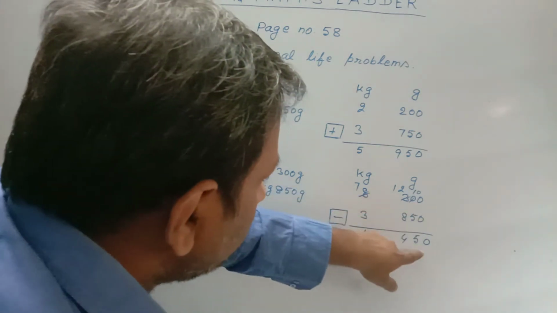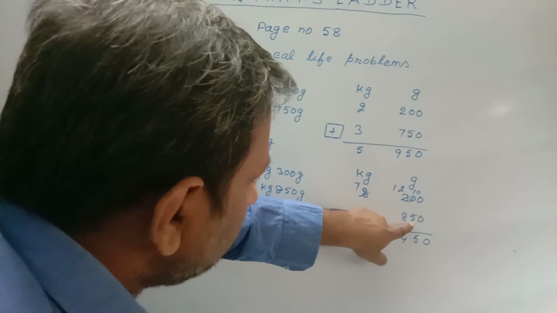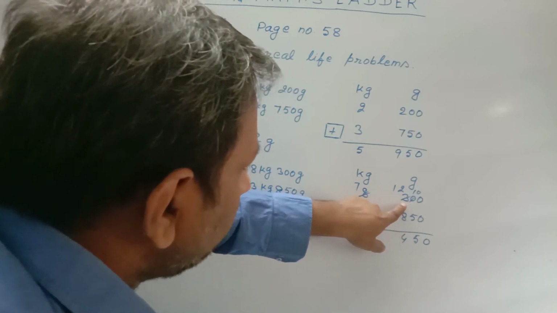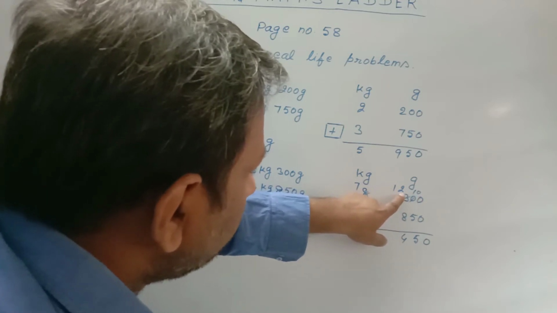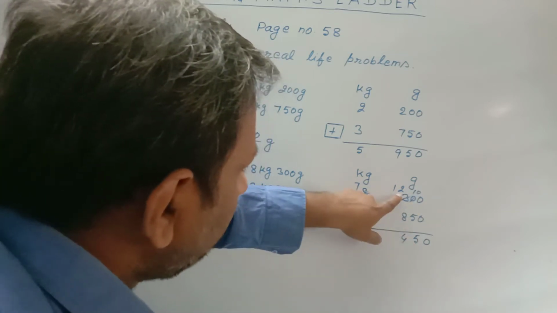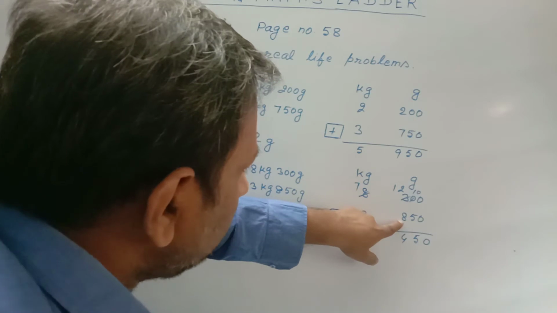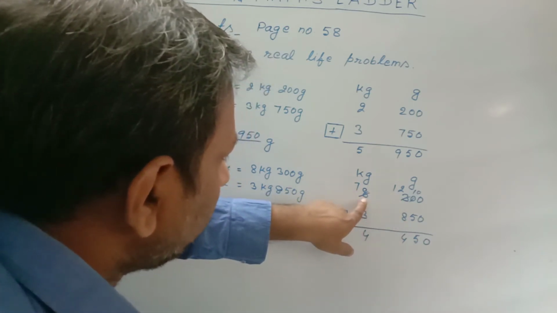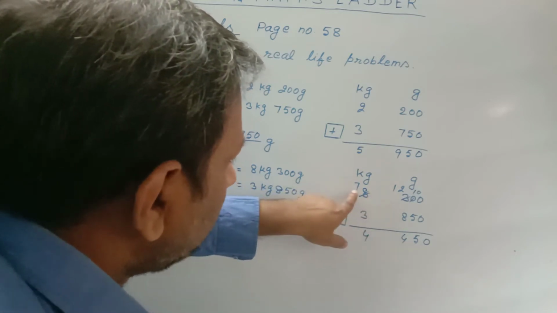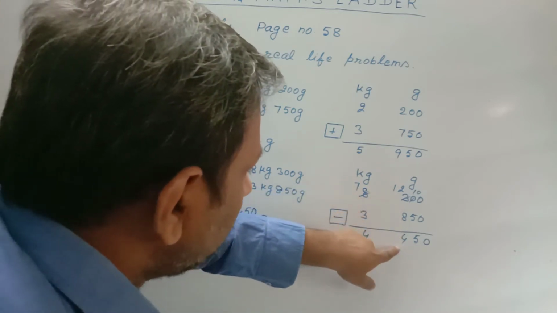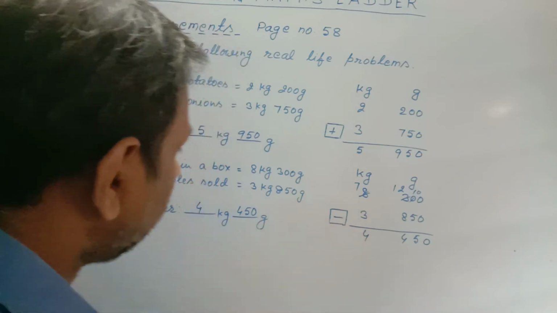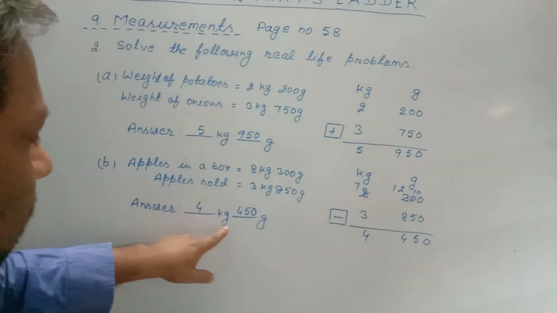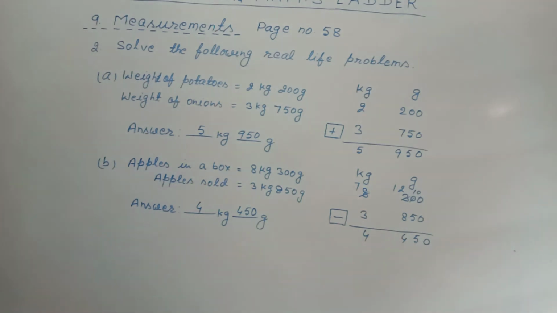0 minus 0, 0, but this 0 minus 5 is not possible to subtract because 0 is smaller than 5. So we'll carry 1 from this 3, so it became 10. Here only 2 is left. 10 minus 5, 5. Again 2 is smaller than 8, not possible to subtract. We'll make it greater than 8. For that we'll take 1 from this 8. It became 12, but here now 7 is left. 12 minus 8 equal to 4, 7 minus 3 equal to 4. So number of apples left in the box equal to 4 kg 450 gram.